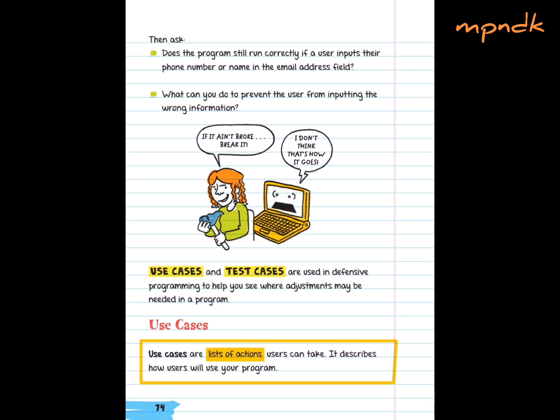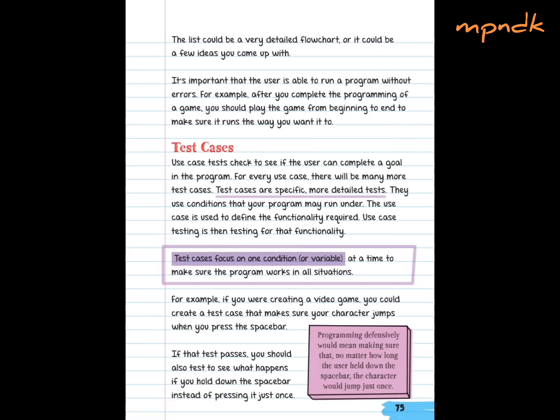Use cases, which are lists of actions users can take. It describes how users will use your program, and test cases are used in defensive programming to help you see where adjustments may be needed in a program. The list could be a very detailed flowchart, or it could be a few ideas you come up with. It's important that the user is able to run a program without errors. For example, after you complete the programming of a game, you should play the game from beginning to end to make sure it runs the way you want it to.